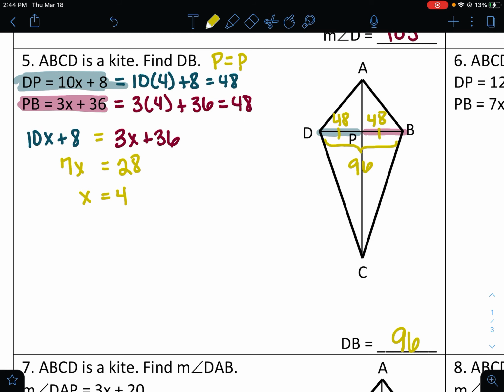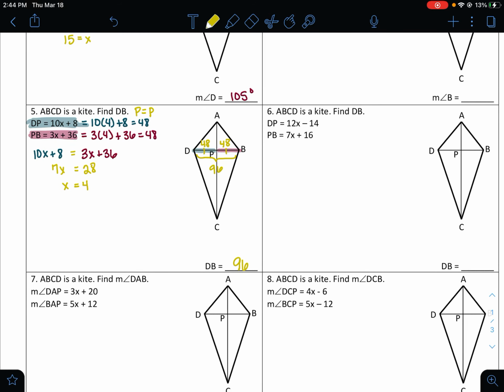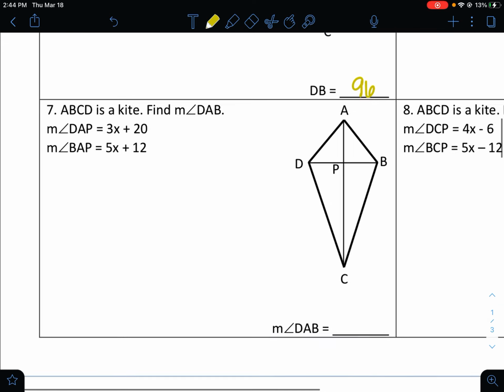Okay, so take this time to try number 6 on your own, just like number 5. All right, let's go ahead and move on to number 7.